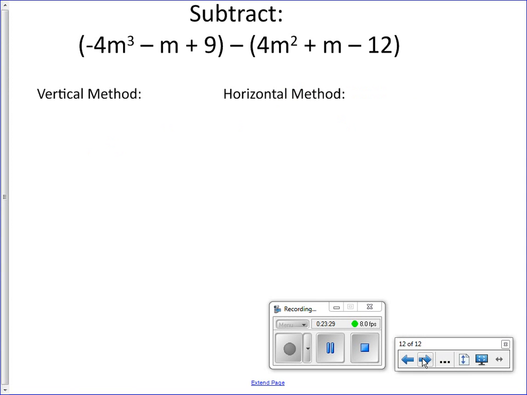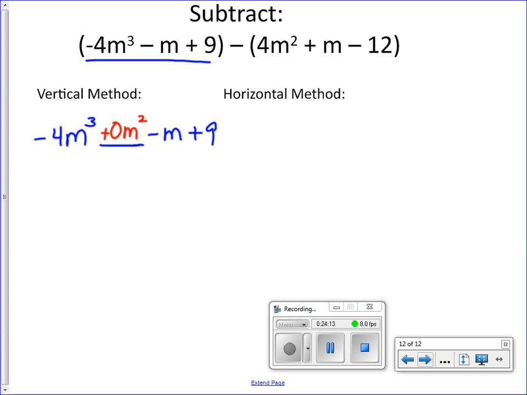Using the vertical method, I'm going to write down my first polynomial, negative 4m cubed. Now I notice that I don't have m squared, so I can simply leave it blank, kind of like a placeholder for it. And then I'll write my minus m and plus 9, and you'll see why in a minute. If I want to, rather than just a space, I could add in a 0m squared. 0m squared is equal to 0, so it's not changing the value, but it is a placeholder in our polynomial.